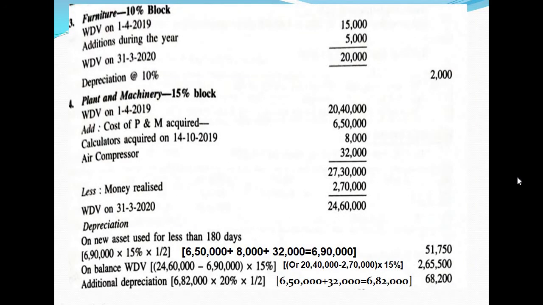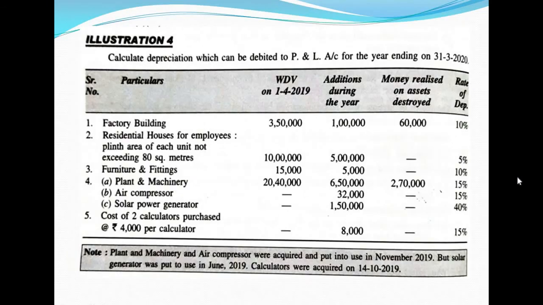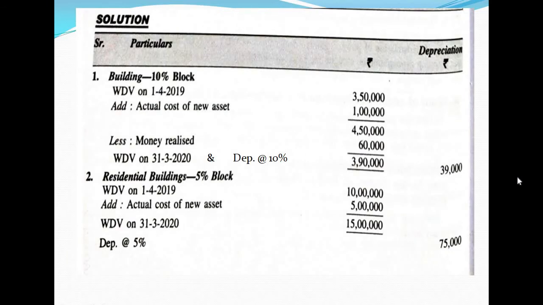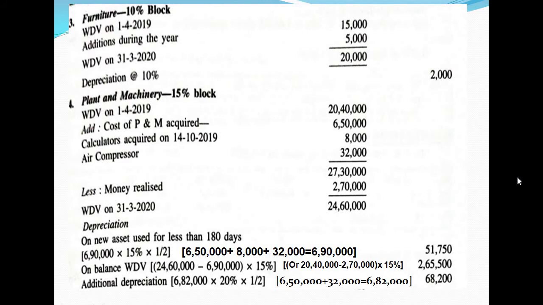Then regarding furniture, again the same thing, we have to take the written down value on 1/4/2019, that is at the beginning of the current previous year, it is 15,000. Then you add the additions during the year, that's 5,000. There's no money realized on the assets which are being destroyed, so there's nothing in it. So in that case, the written down value on 31/3/2020, that is at the end of the current previous year, is 20,000, and depreciation rate is 10%. So 10% of 20,000 is 2,000.